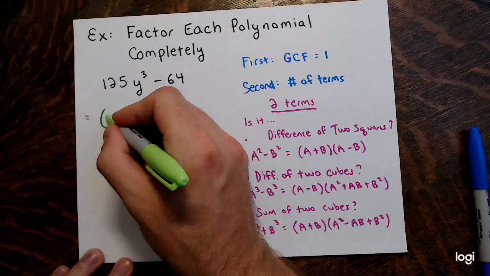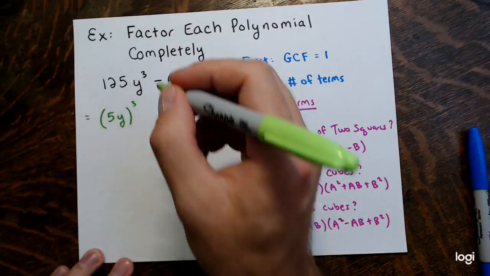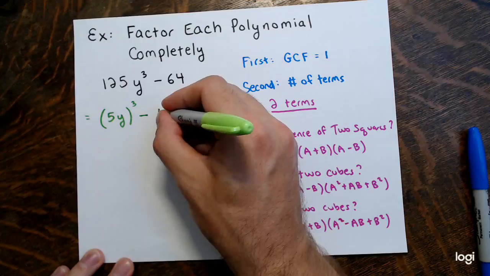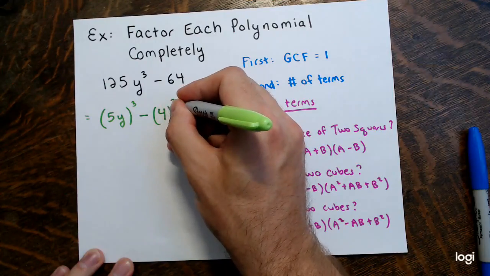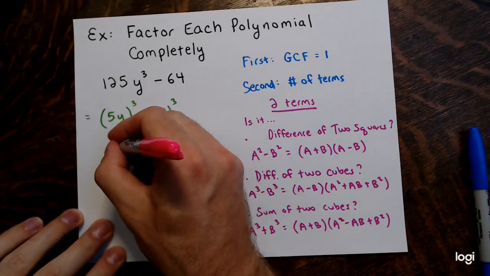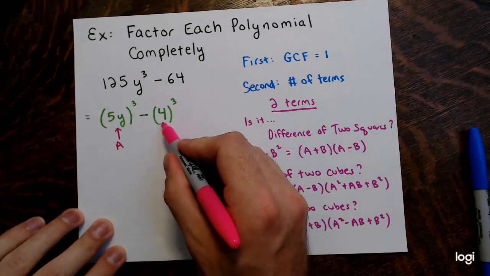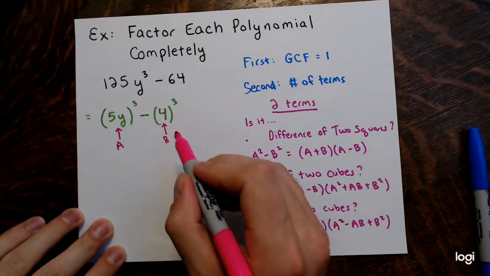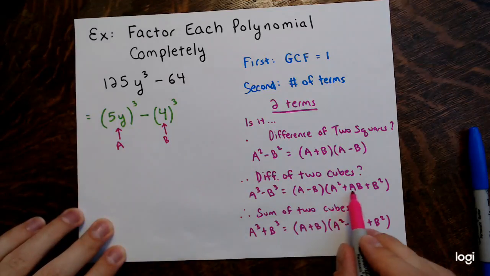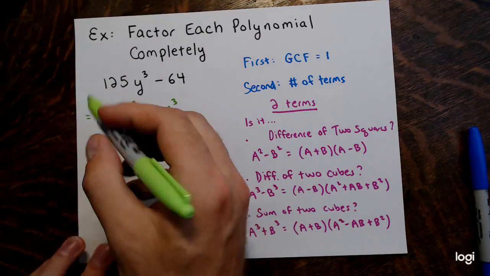125y cubed is the same as 5y times 5y times 5y, 5y cubed. Minus, and I mentioned earlier, 64 is 4 cubed. So the 5y here is like the capital A in my difference of two cubes formula. The 4 is like the capital B. So everywhere there's an A in the formula, I replace it with 5y. Everywhere there's a B, I replace it with 4. And we can now factor this polynomial.